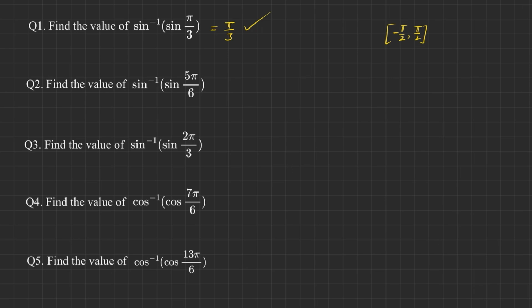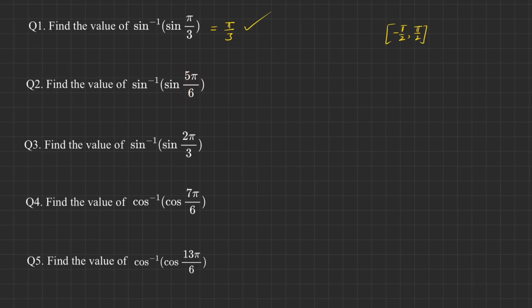Now let's see question number 2. In question number 2 you can see that find the value of sine inverse sine 5 pi by 6. So here it seems like answer is 5 pi by 6, but since 5 pi by 6 does not belong to this range, we need to change this 5 pi by 6 to a different angle.